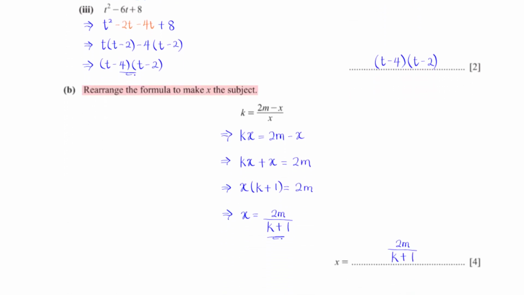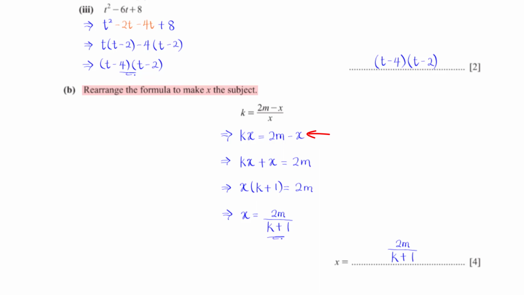Rearrange the formula to make x the subject. K equals 2m minus x over x. First, let's clear the denominator by multiplying both sides by x. This gives us kx equals 2m minus x.